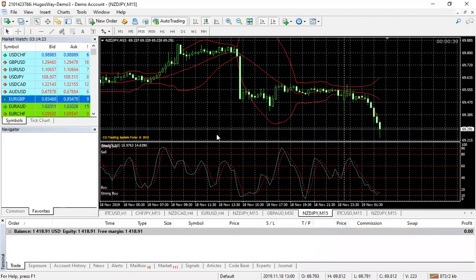But yeah, this will be our session tonight. We're gonna go over Bollinger Bands and get a little bit more in detail on a strategy that we can apply with the Bollinger Bands.